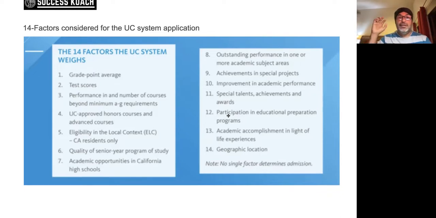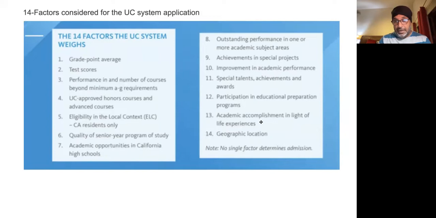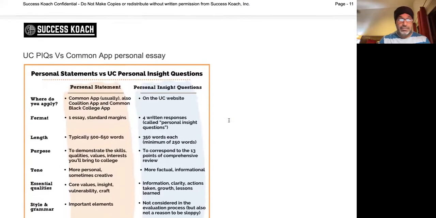By the way, if you put something in the activities list and you've already mentioned what you did over there, the PIQ should not be about the same thing, that I got the prize, I became this. It should be more about what the heck happened over there, okay? Participation in educational preparation programs, academic accomplishment in life experiences. Again, these last four, all of these 8 to 14, with the exception of 10 and 11. So 8, 9, 12, 13, 14 are typically the factors that the PIQs will talk to. So that tells you that they have a very high weightage in the UC application.